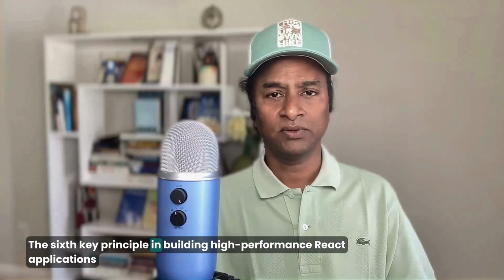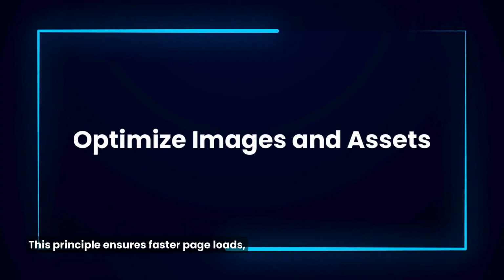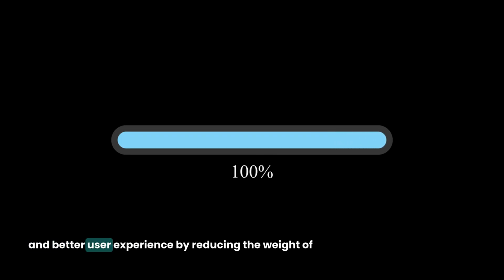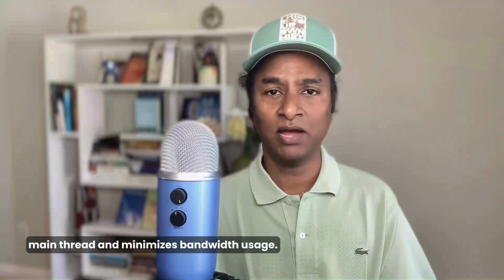The sixth key principle in building high-performance React applications is optimizing images and assets. This principle ensures faster page loads, smoother rendering, and better user experience by reducing the weight of visual content. Efficiently handling images and other assets prevents blocking of the main thread and minimizes bandwidth usage.